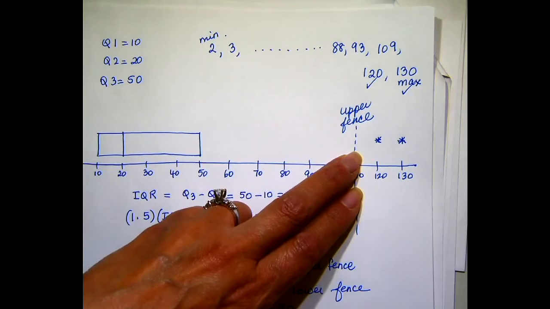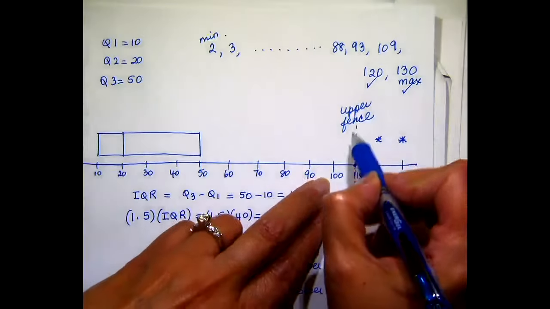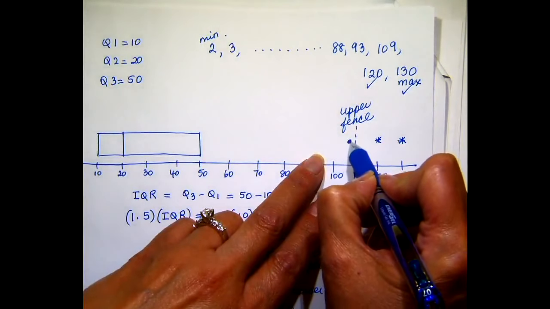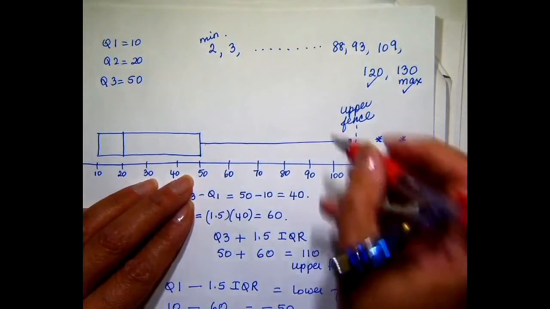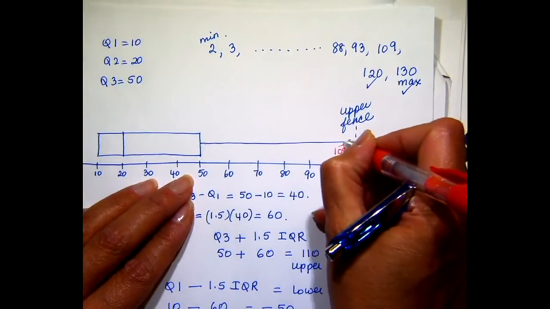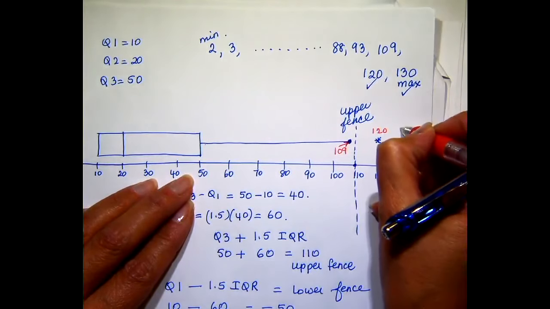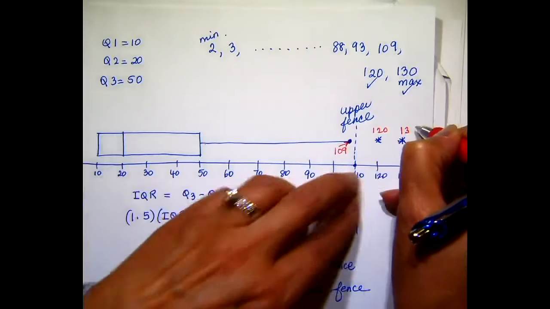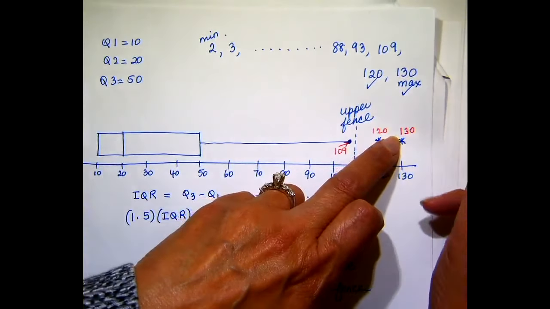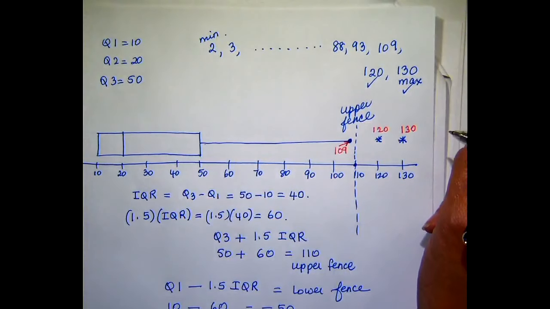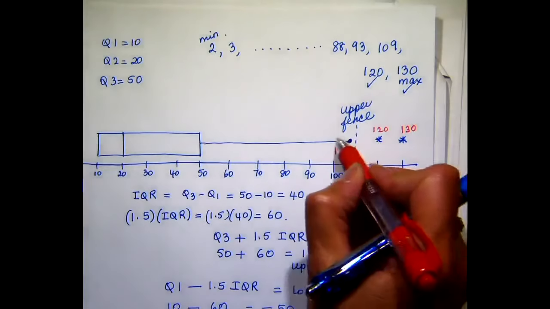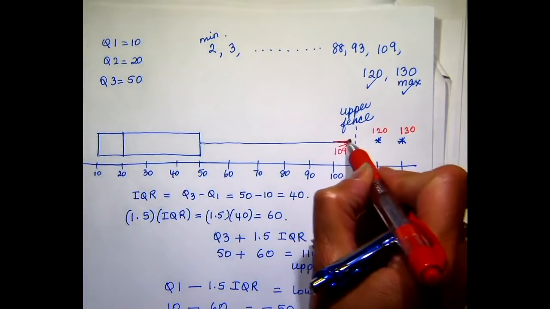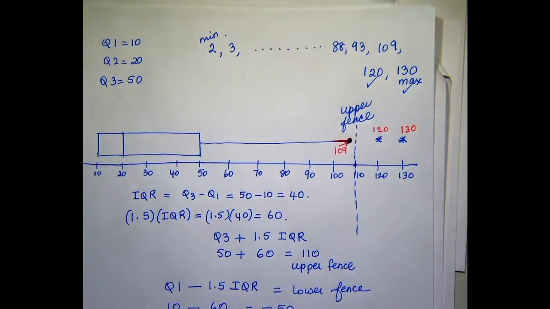And then the 109, which lies inside the fence, is the maximum value within the fence. That's where the whisker would end. So let me label that as 109. And this is 120. It's not going to be labeled in the case of the output from your software package. It's just going to show 2 asterisks. That means there are 2 outliers. And then the whisker would extend to 109 and stop. So it extends to the maximum value within the fence.